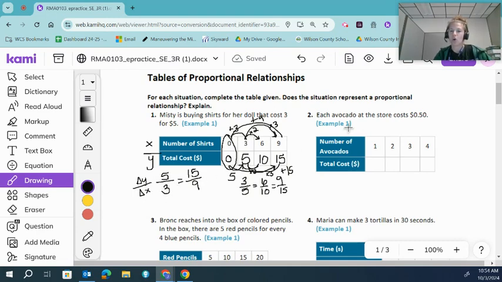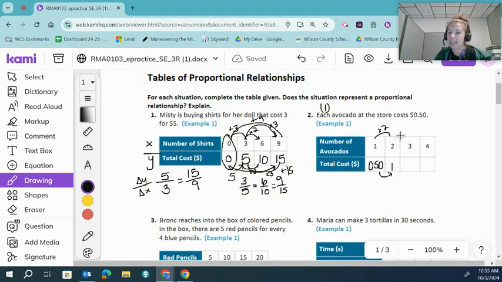Okay, so let's take a look at the next example. Each avocado at the store costs 50 cents. One avocado, so each refers to one avocado, costs 50 cents. So we're going to put that here on our table. One avocado is 50 cents. Well, if we multiply that by 2 on the top, I'm going to multiply that by 2 on the bottom. That's going to give me 1.